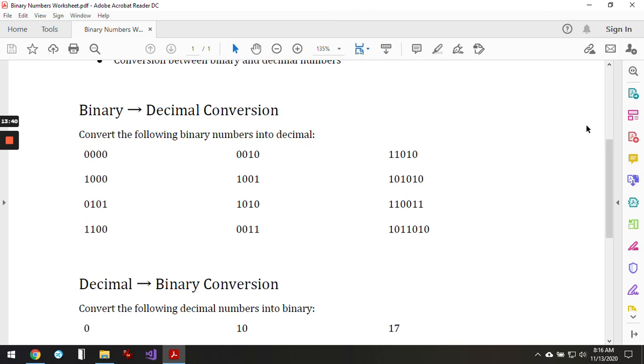Let's go to this last one. 0, 1, 0, 1, 1, 0, 1. So that is 64. Hey, Taylor. 64 plus 16 plus 8 plus 2. 64, 16, 8, and 2. 64 and 16 is 80. 88 plus 2 is 90. See how that works?